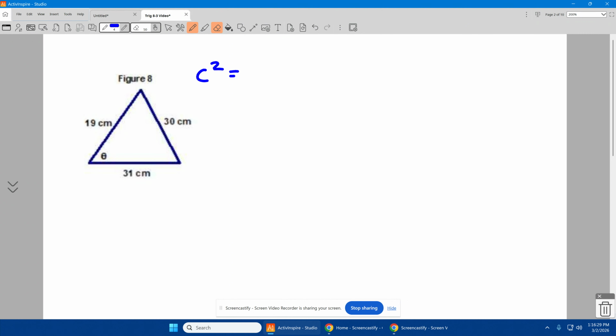Remember, law of cosines: c squared equals a squared plus b squared, just like the Pythagorean theorem. But you then have to subtract 2 times a times b times the cosine of the angle, which is what you and I are finding.